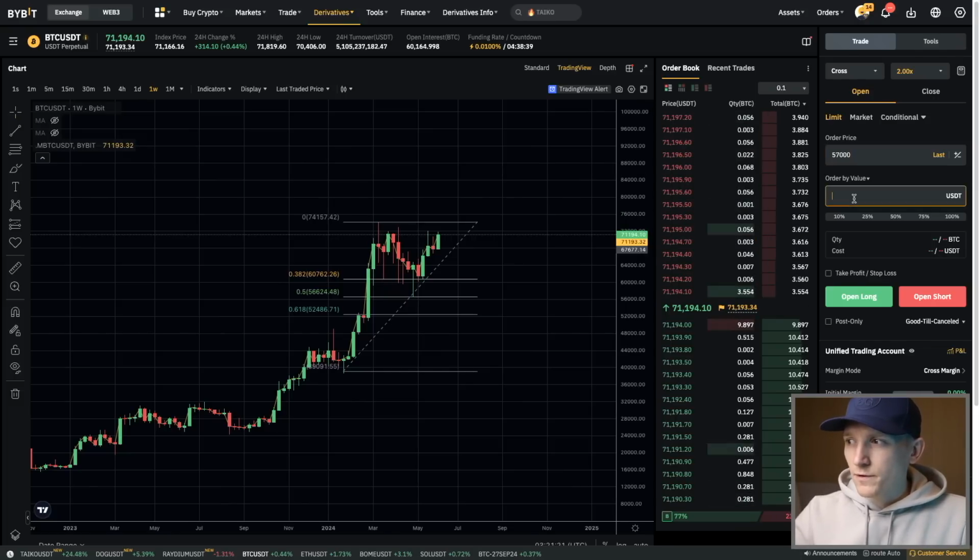Put the amount that you want to trade in, and then you would just simply open long right here. So that would be the open. Like I said, one order, multiple orders, it's up to you.